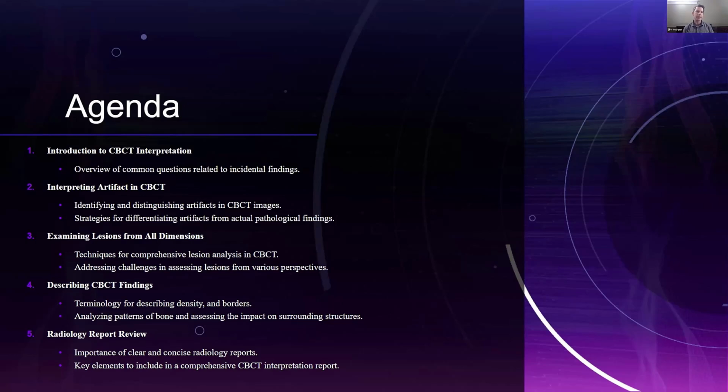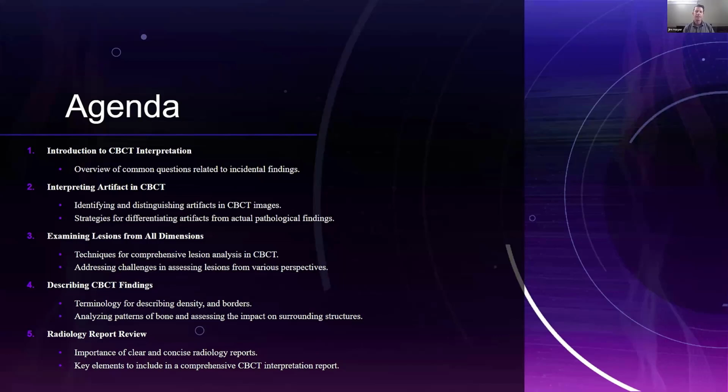Right. Dr. Boccolini, on number 3, examining lesions from all dimensions. Tell us a little bit about, brief overview of what we're going to be talking about there. So in this section, we're going to show the importance of looking at the lesion from the 3 orthogonal planes and the different information that we can get from each of these planes. We're also going to focus on the importance of looking at the whole volume and how we can find incidental findings that the provider had no idea were there. So this is what we're going to focus on in this section.